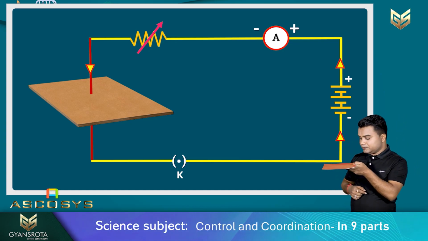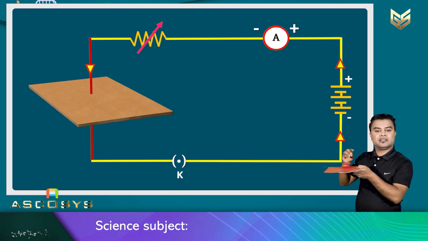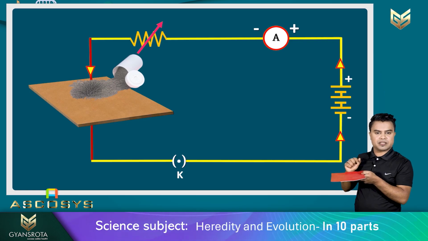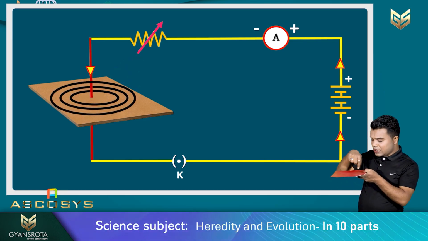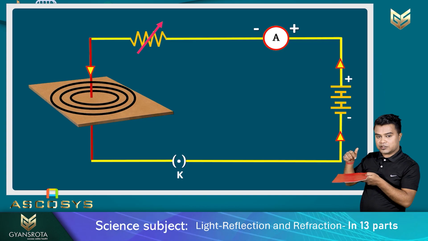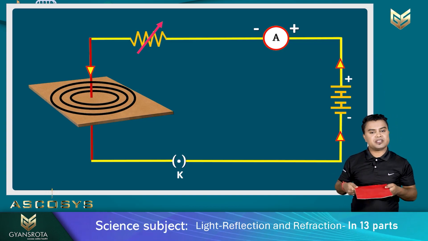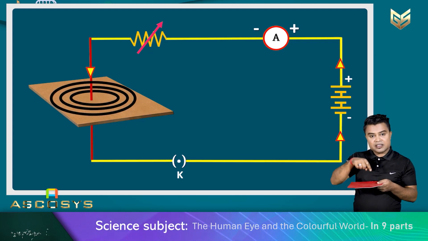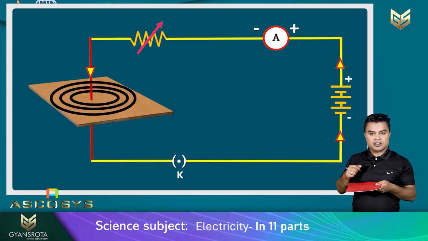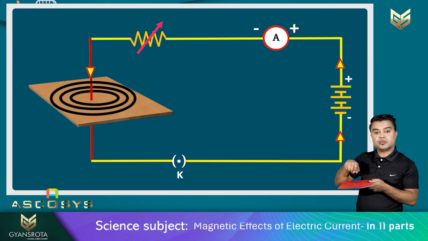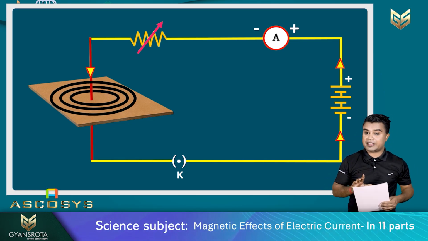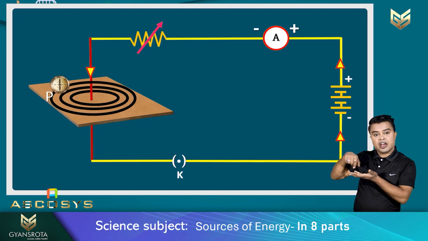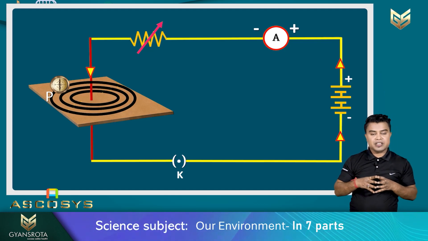Now, if I put some very small iron pieces, what will happen? Those iron pieces, as you can see on the screen, will form concentric circles. Concentric means one center with many circles. So, these concentric circles will give me the direction of the magnetic field. Around the conductor, there will be concentric circles, forming the magnetic field lines.